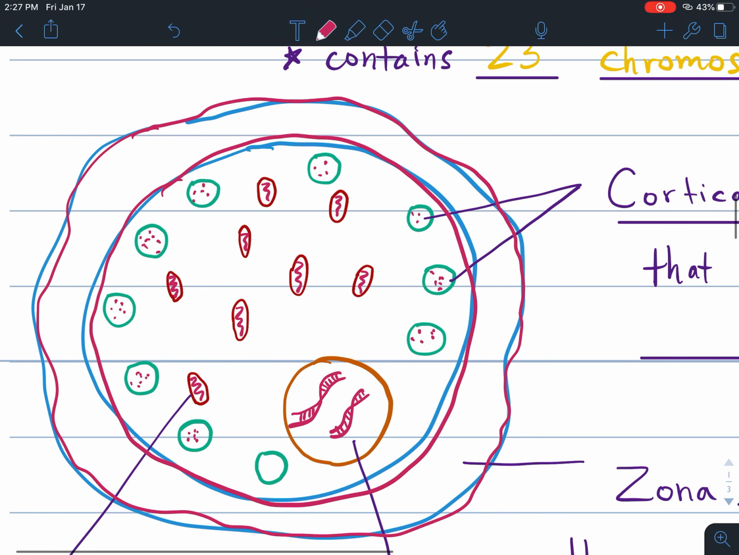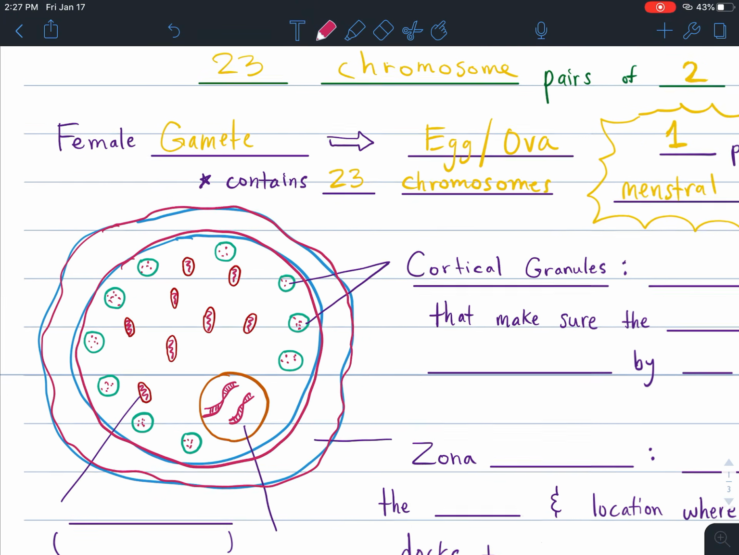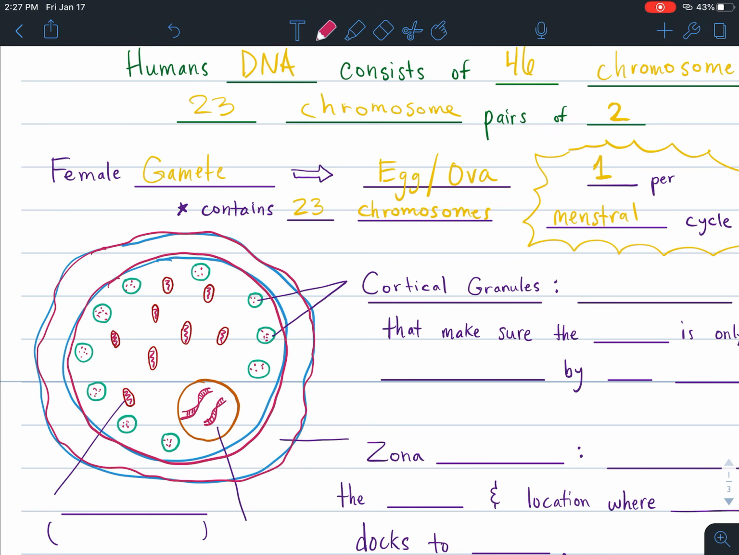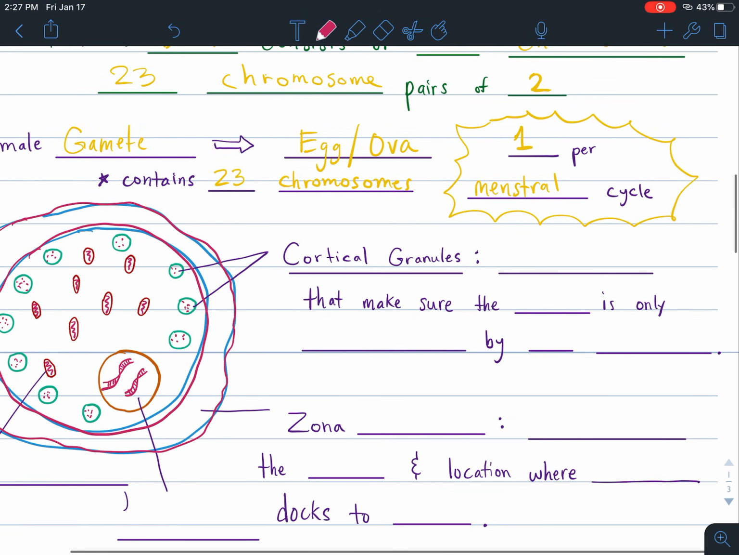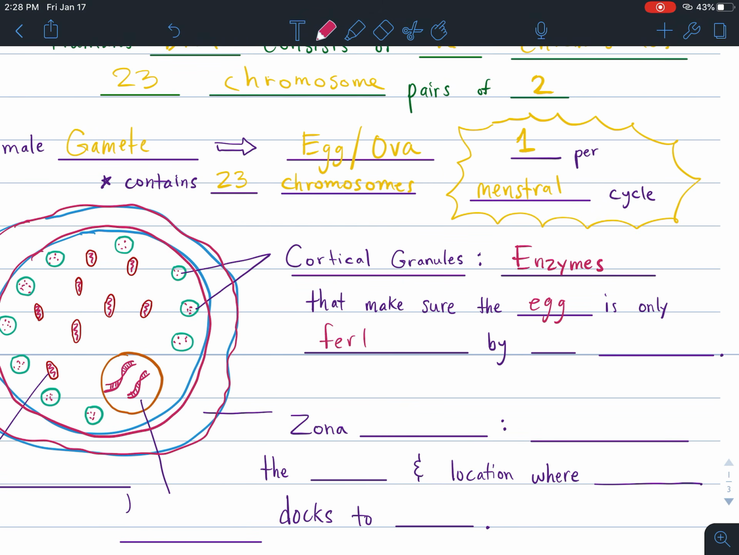All right, so let's define what each of these different organelles is doing inside of this female gamete, or the egg cell. So those packets of enzymes, those are called cortical granules. And cortical granules contain enzymes which help break things apart. So enzymes that make sure the egg is only fertilized by one sperm.